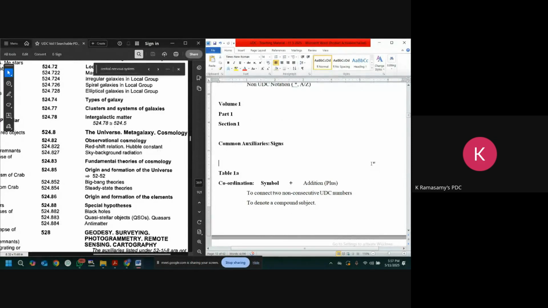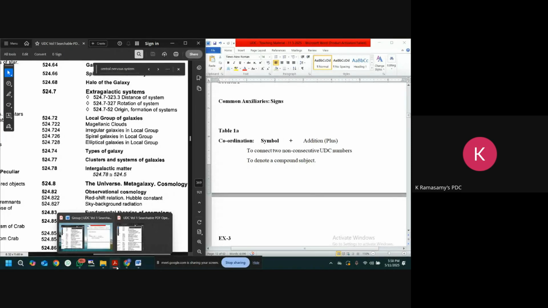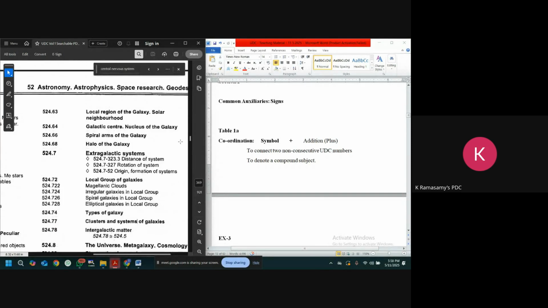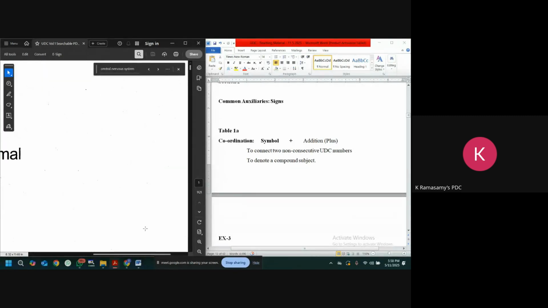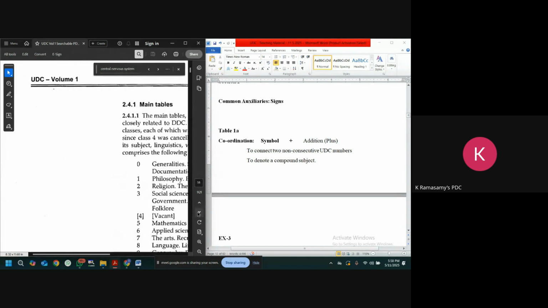Yes. Now, first volume, part 1. Part 1 has two sections, section 1 and section 2. Section 1 stands for common auxiliaries, and section 2 stands for special auxiliaries. Part 1, section 1 talks about common auxiliaries. We'll talk about table 1A. I'll show you where table 1A is. Table 1A is in volume 1. So let me go to volume 1. We have got table 1A. Out of common auxiliaries, table 1A is the first table we have to learn about.